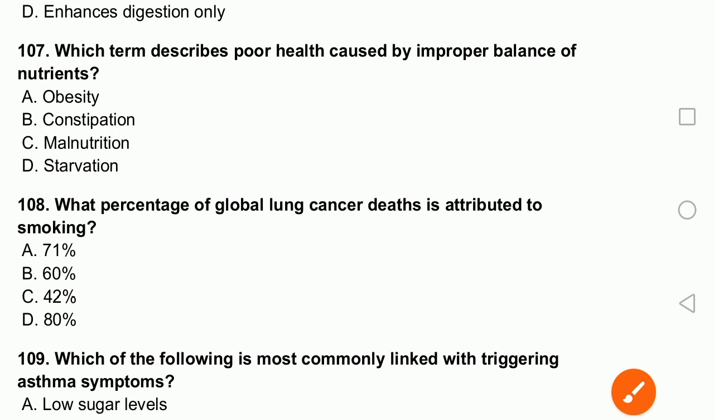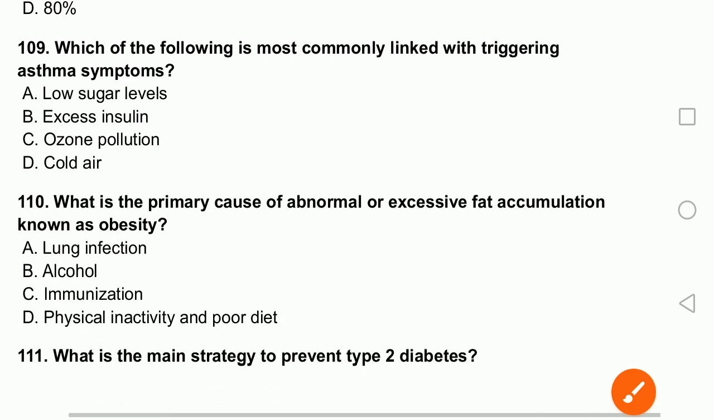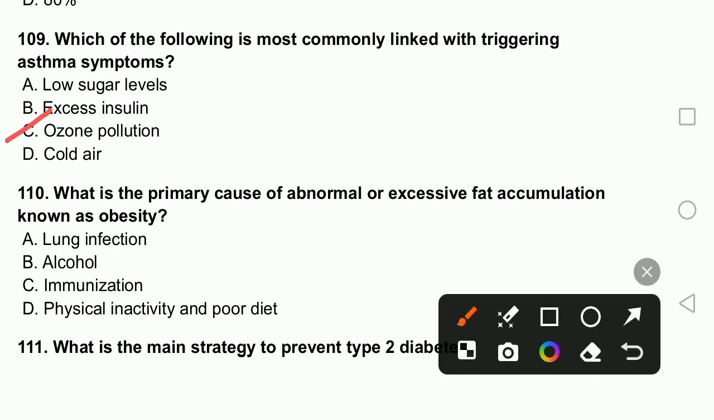Which term describes poor health caused by improper balance of nutrients? Malnutrition. What percentage of global lung cancer deaths is attributed to smoking? 71%. Which of the following is most commonly linked with triggering asthma symptoms? Ozone pollution.